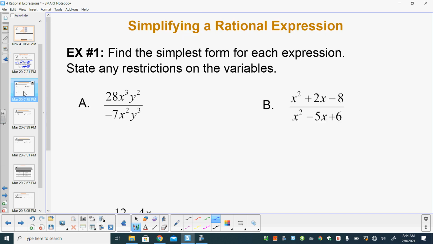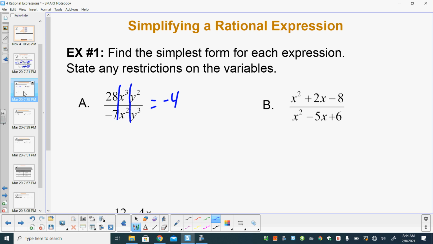Okay. All right, let's start off with the simple one that a lot of kids do miss. And so let's talk about monomials. The reason they miss this one is because they're wrapped up in the complicated ones that they kind of forget how to do the easy ones. All right, so when you have a monomial divided by a monomial, you're simply just going to divide. What's 28 divided by negative 7? Negative 4.